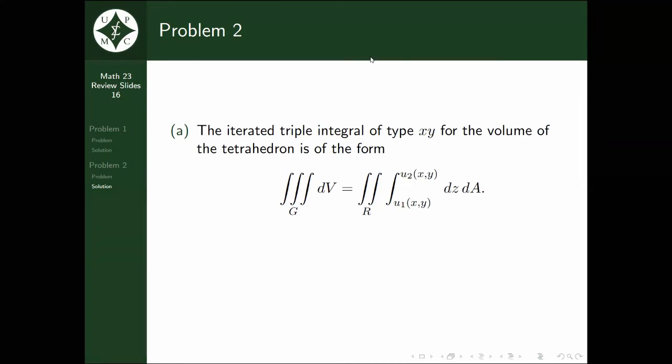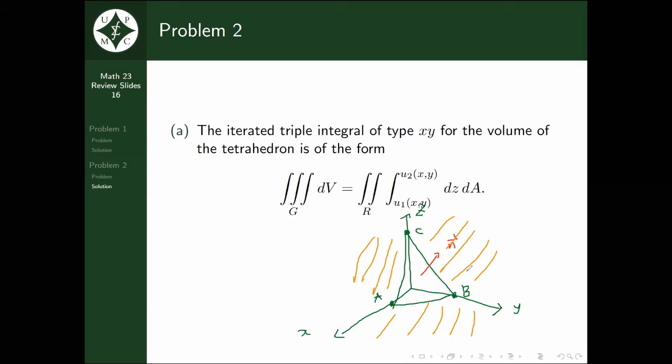So let's take a look at our diagram again. The most important benefit of being in only the first octant is that the coordinate planes are our lower boundaries. So in other words, this is x equals 0, this is z equals 0, and this is y equals 0. Those are all the lower boundaries.